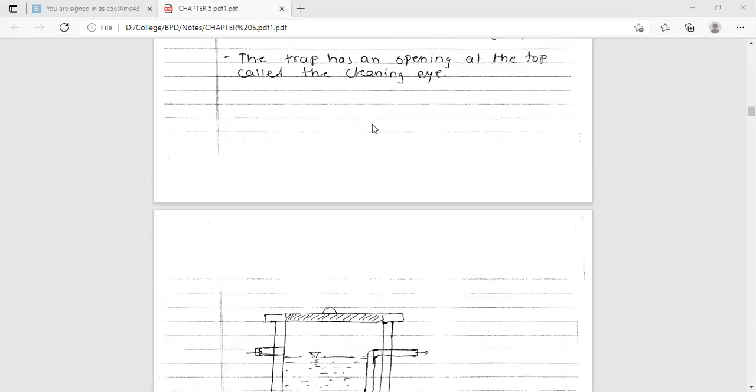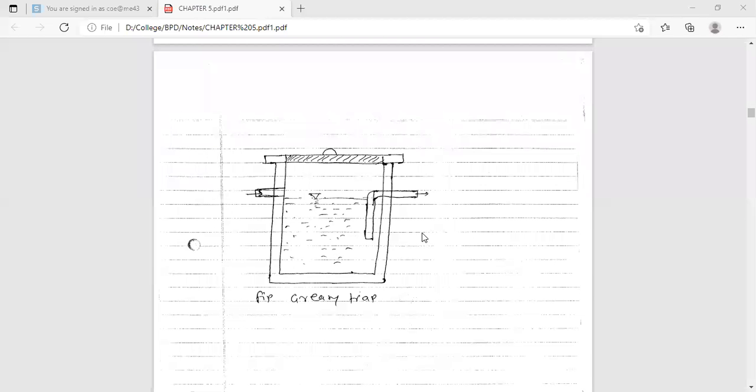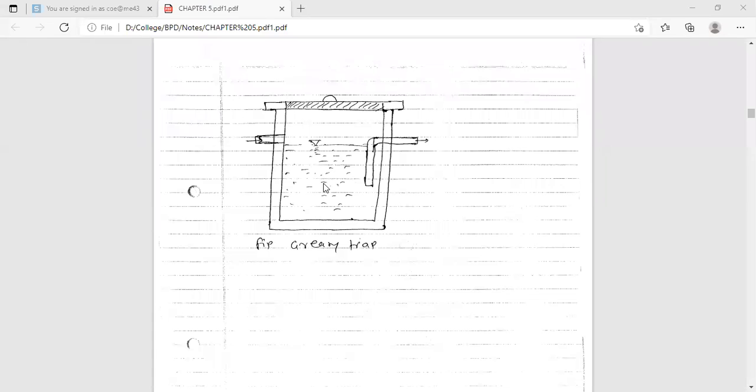Okay, then another type of trap is the grease trap, or greasy trap, if we can say. Generally, a greasy trap is used to remove grease or oily material from the wastewater. You will generally obtain oily or greasy material in the wastewater in hotel buildings or wherever restaurants are there, and in that case we have to go for the provision of the grease trap.